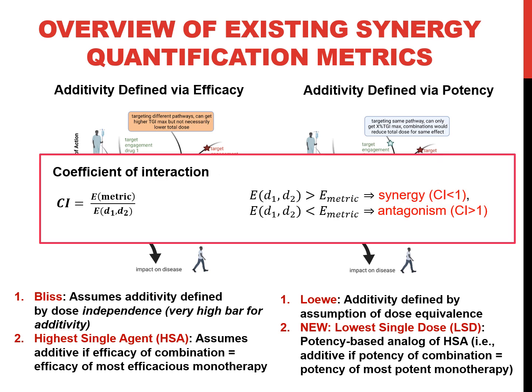The main thing that you need to take away from this and pay attention to whenever we talk about any of these things is the coefficient of interaction. It's this fraction where you have the ratio of what the metric is predicting versus what you are actually observing. So if the effect that you observe is greater than the one predicted by the metric, then you have synergy and you have coefficient of interaction less than 1. If it is smaller, then you have antagonism, that is coefficient of interaction is greater than 1. Obviously, if they're equal, then you have additivity. So what we want to see is coefficient of interaction by any metric to be less than 1.